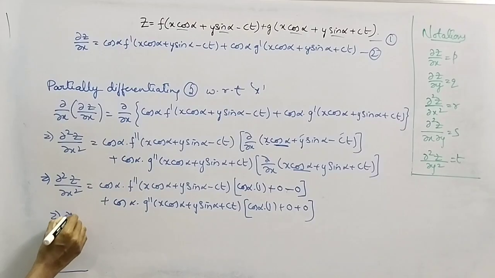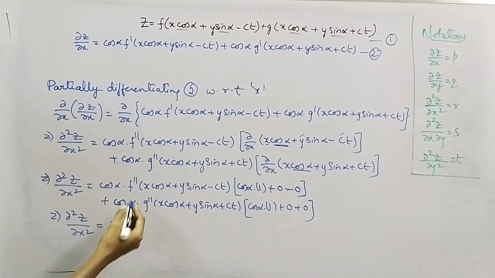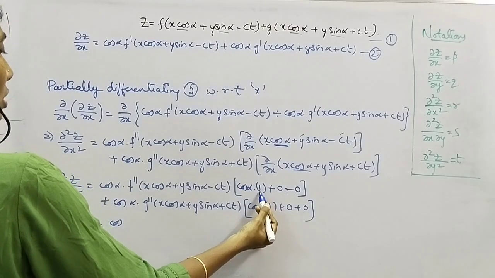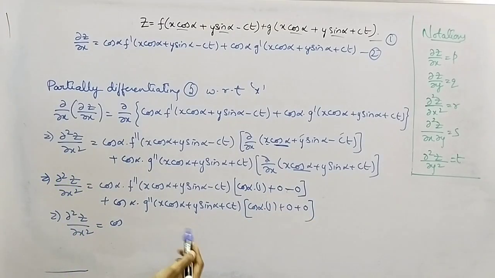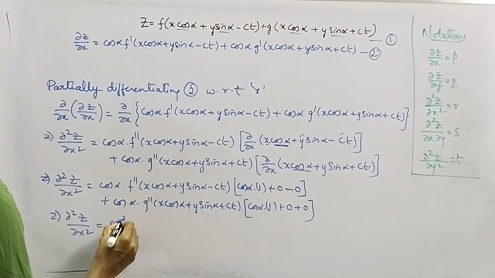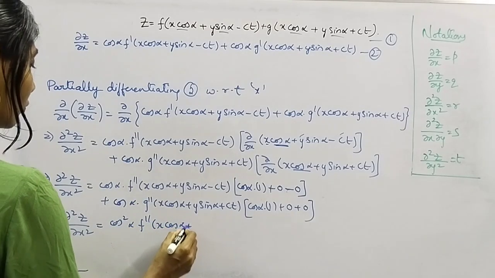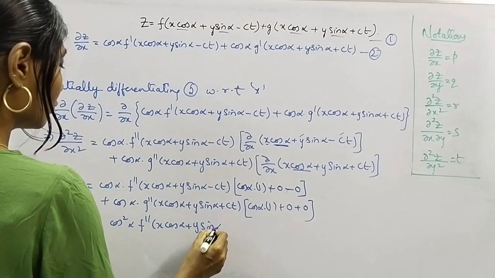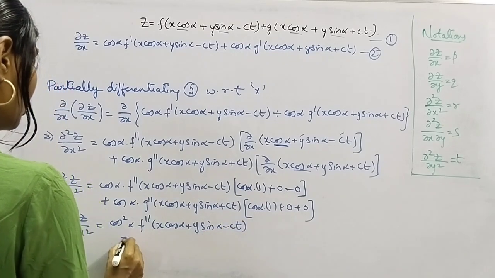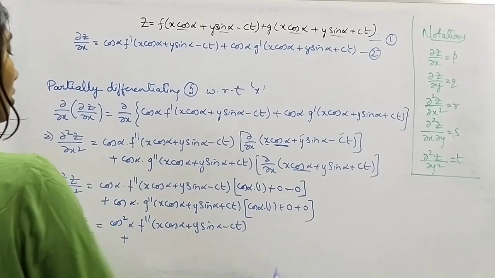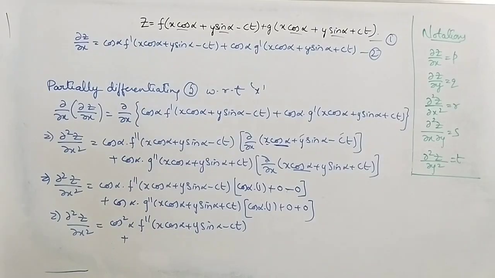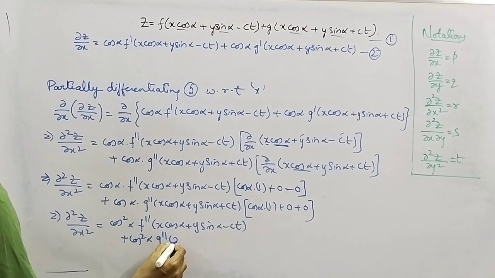This gives us dou square z by dou x square equal to cos alpha into 1 cos alpha plus 0 minus 0 is cos alpha, into cos alpha is cos square alpha into f double dash, plus cos alpha into 1 is cos alpha plus 0 is cos alpha, into cos alpha is cos square alpha. You'll get cos square alpha g double dash.